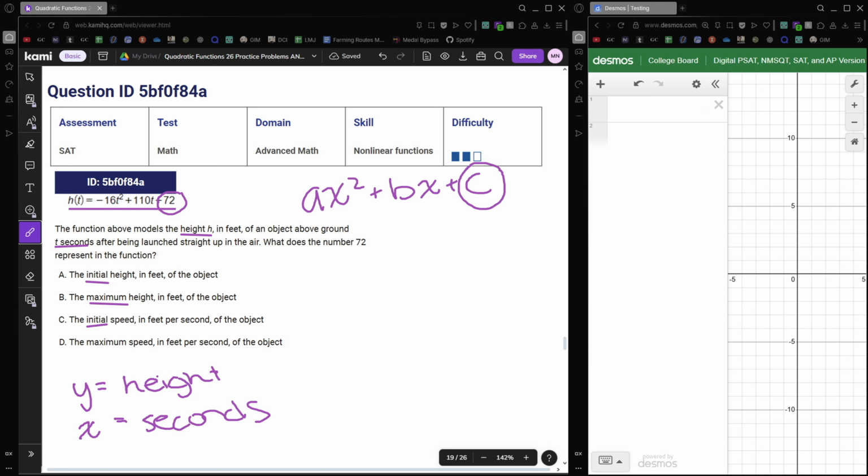Now for B and D, they say maximum, but you should remember your maximum value would be the vertex, not the y-intercept. Then of course your y-intercept is going to be a y value, and our y value is the height. So it would only make sense that it would be the initial height, not speed. I mean, not once is speed ever mentioned in the entire problem, so it wouldn't make sense to choose that anyways. Our answer is A.